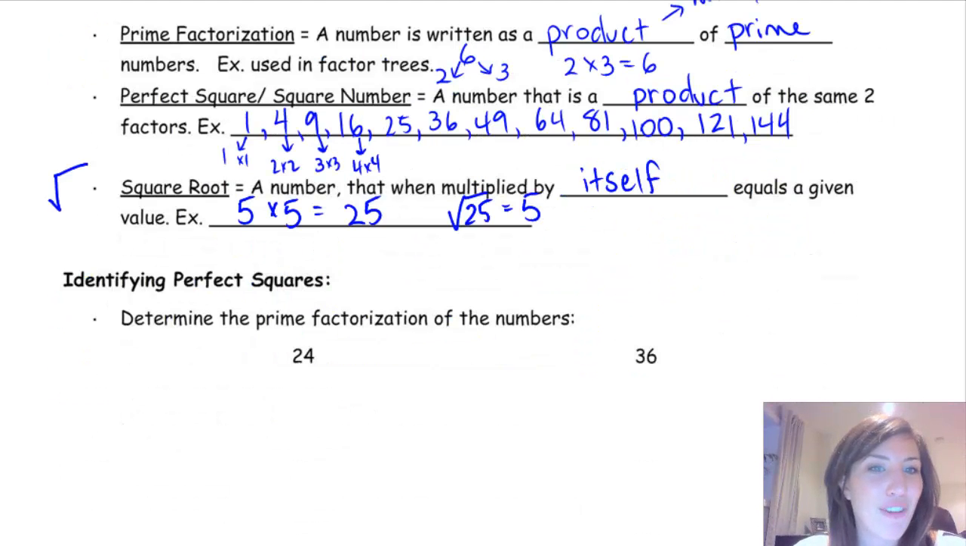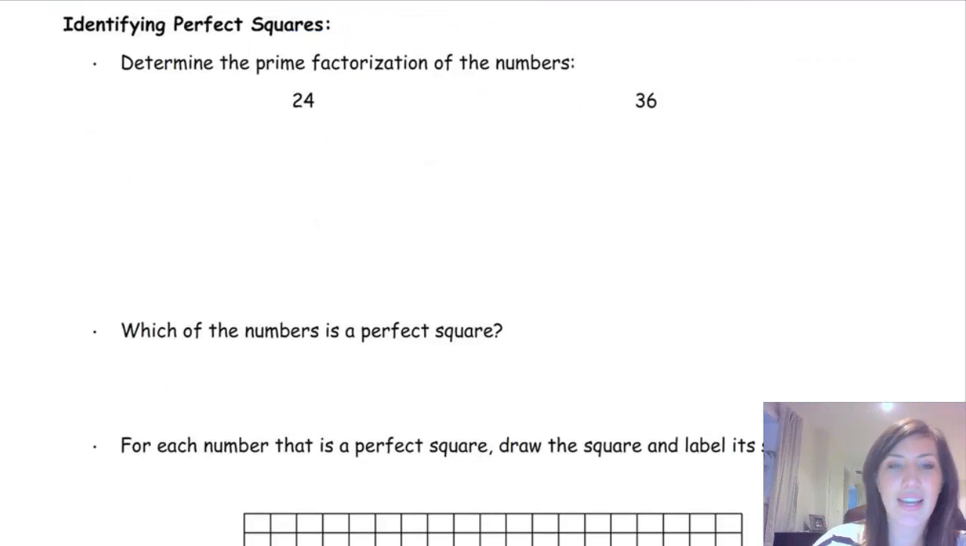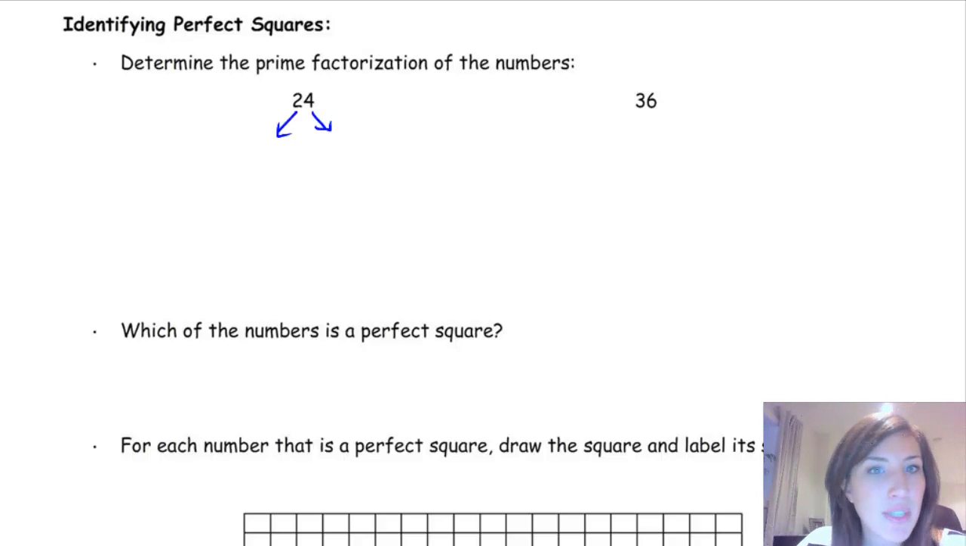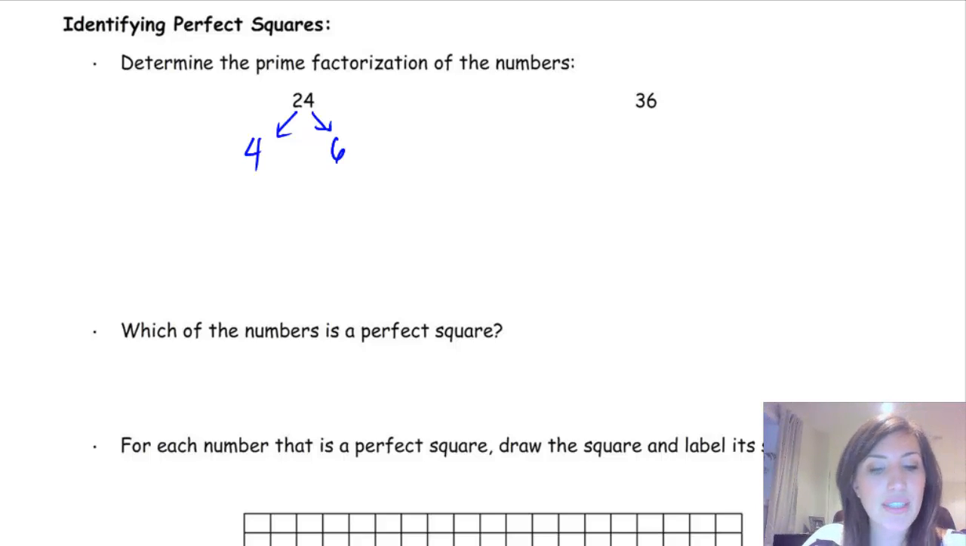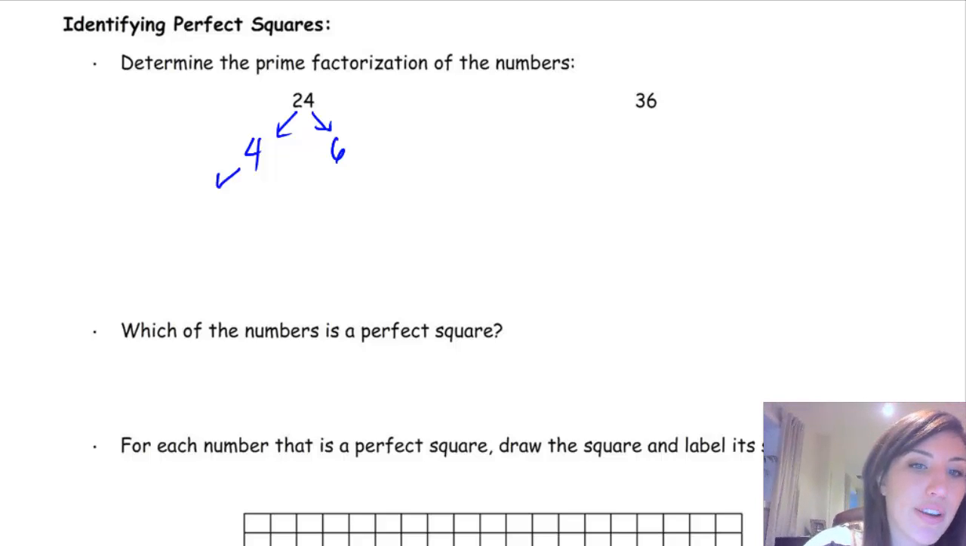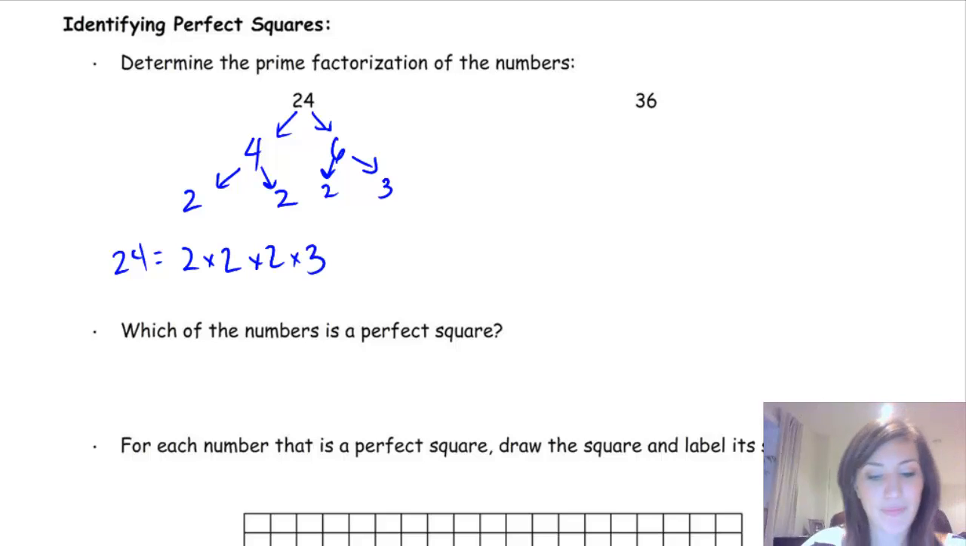Alright, identifying perfect squares, let's determine the prime factorization of these numbers. So 24, how can that be broken down? Well, something times something equals 24. And so for example, let's say 4 and 6. Can these numbers be broken down into just prime numbers? Well, 4 can be broken down to 2 times 2, and 6 can be broken down to 2 times 3. So 24 equals 2 times 2 times 2 times 3.